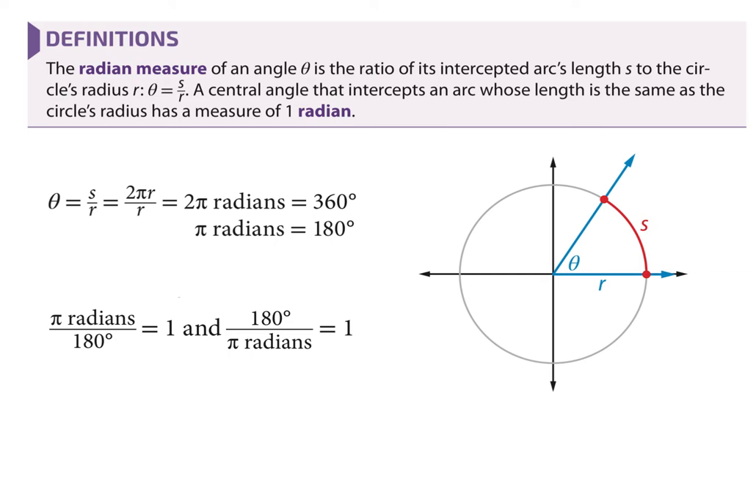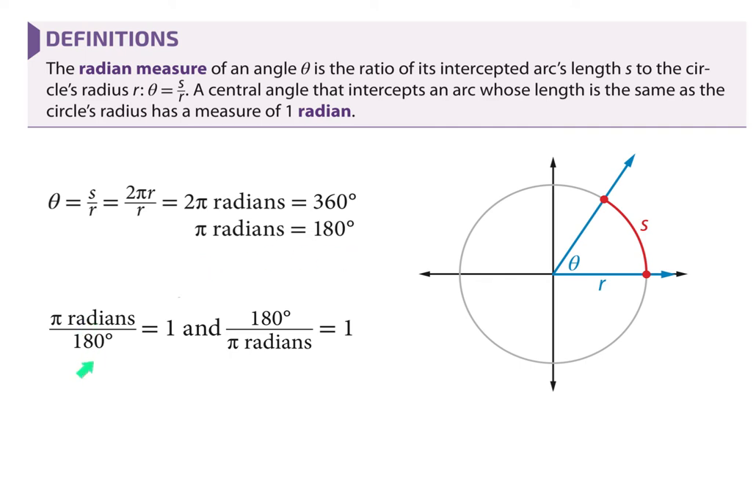Well, it's 2 pi r. Well, radians is that distance divided by r. Well, if I take 2 pi r divided by r, I get 2 pi, right? And so a full circle in degrees is 360. A full circle in radians is 2 pi. A half a circle in degrees is 180. A half a circle in radians is just pi.